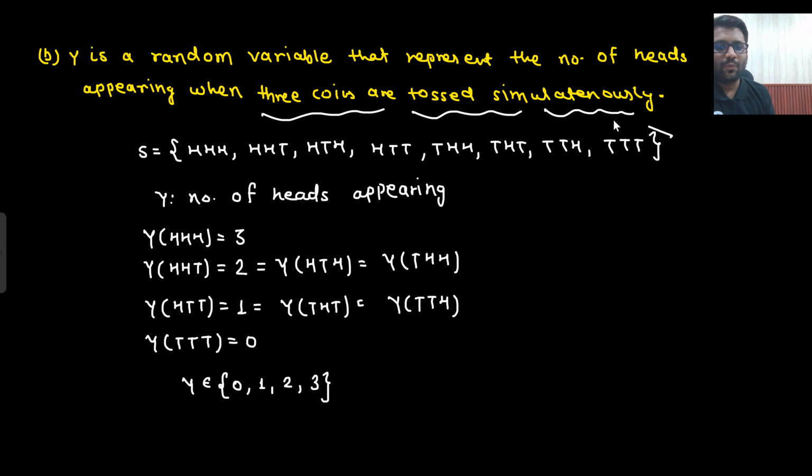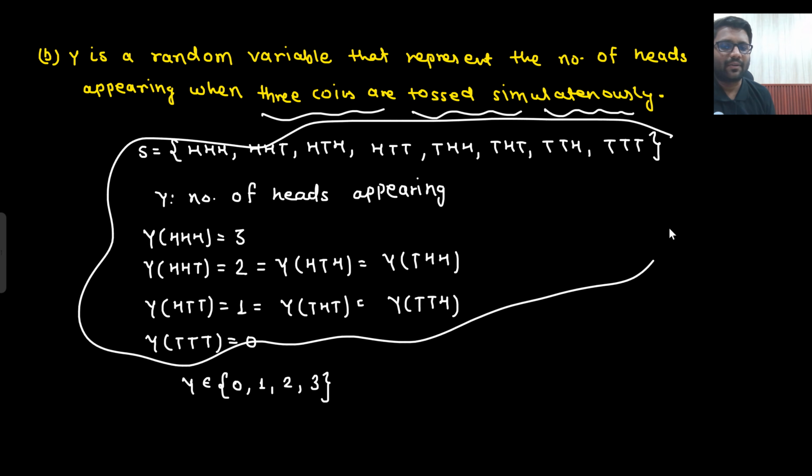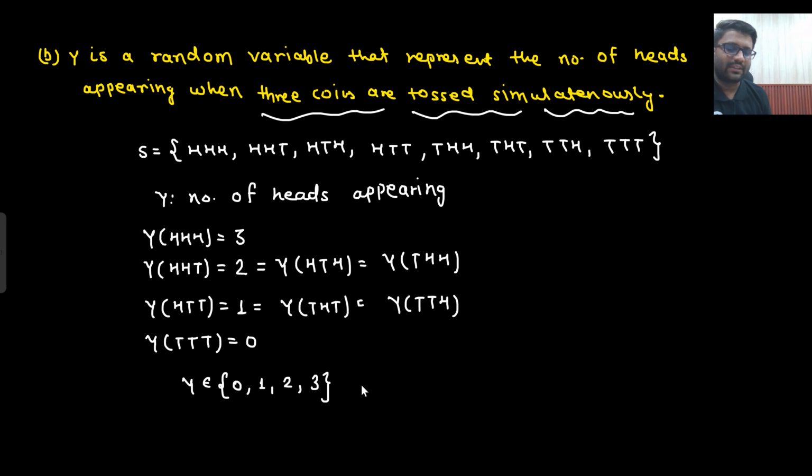So every time you don't need to write down this step. Our important part would be this particular step: y belongs to {0, 1, 2, 3}. Basically, if I give you the statement that y is a random variable that represents the number of heads when 3 coins are tossed simultaneously, and I ask you what values the random variable y can take, you will think: if I am tossing 3 coins simultaneously, either I can get 0 heads, or 1 head, or 2 heads, or at maximum 3 heads. So these are the values y can take.